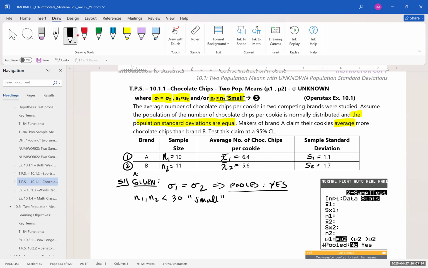Now let's look at this claim. So claim brand A, their cookies average more than. So the population mean for brand A is greater than brand B, mu2. And that is our original claim. We're dealing with a confidence level of 0.95, which means we're going to have a significance level of 0.05.